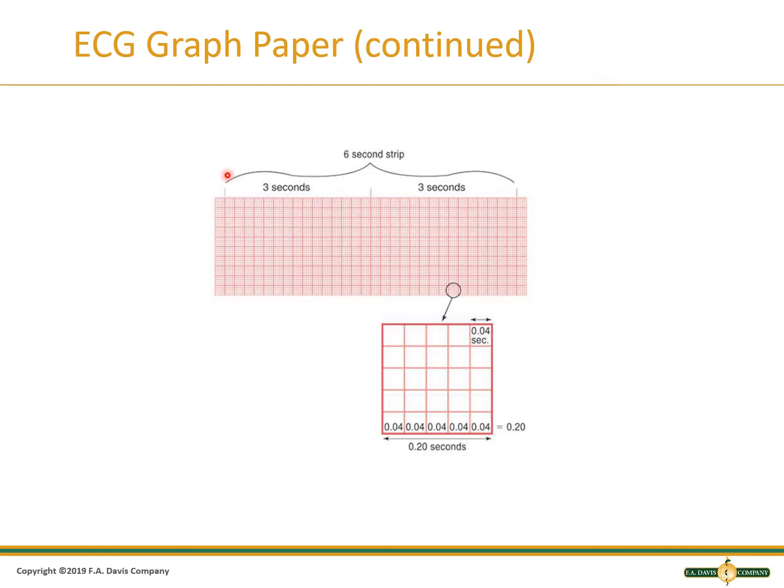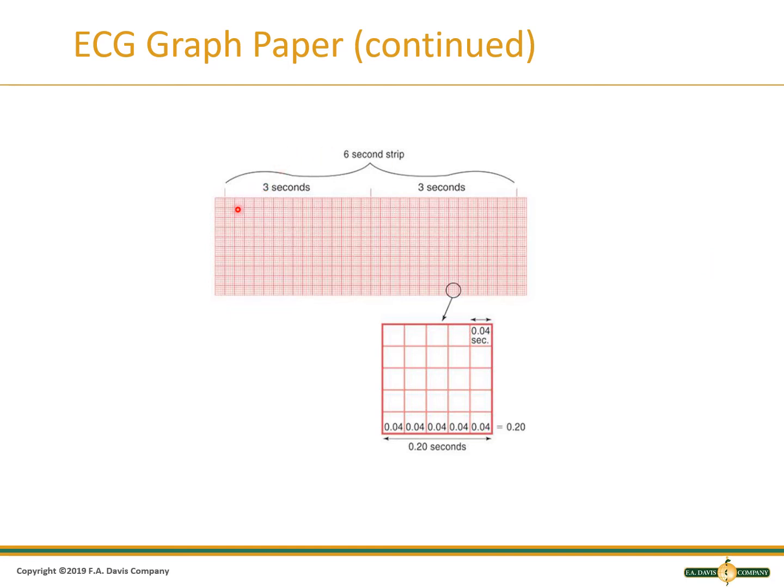Here you can see a 6-second strip. The 6-second strip is divided into 2 3-second intervals. Each interval is made up of 15 big squares horizontally. Each big square has 5 small squares horizontally. These small squares measure time. Each small square equals 0.04 seconds. Thus, 5 small horizontal squares equal 0.20 seconds. That is, each big square is equal to 0.20 seconds.